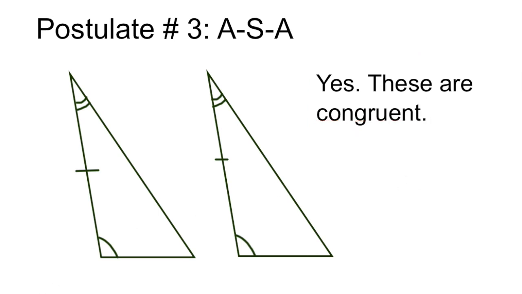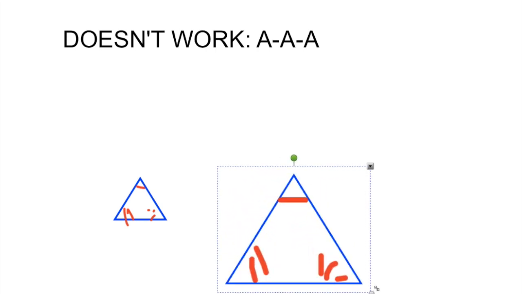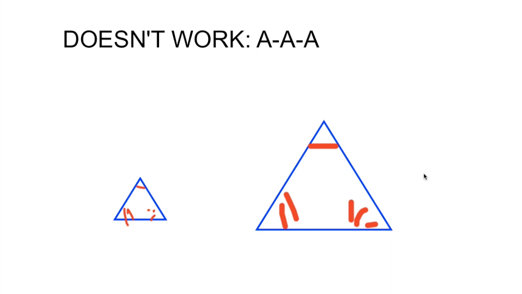Be careful, there is one thing that does not work. Angle, angle, angle. These triangles look congruent, and I could tell right now that this angle is congruent to this angle, and this one to this one, and this one to this one. But the problem is, I could make this triangle bigger. Those angles are still congruent, but these triangles are not. Angle, angle, angle does not work.